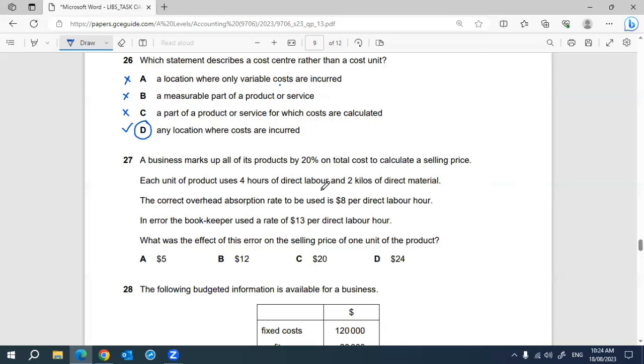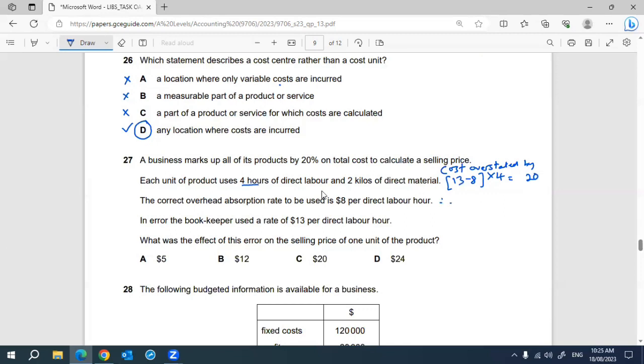From here we know that the cost of the product is overstated. It's overstated because of the overhead calculation. So the wrong overhead rate per hour used minus the correct rate per hour which should have been used, times the number of hours required per unit, which is 20.